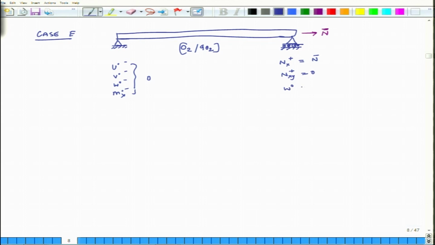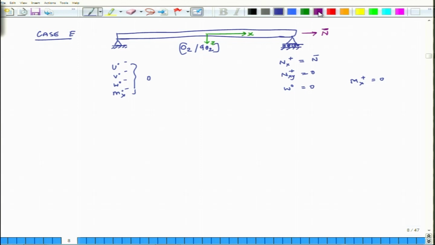W naught is equal to 0 at x is equal to a over 2. So, I am still saying that this is positive x, this is positive z, and Mx, I am not applying any external moment. The plate is free to rotate at the pinned end. So, the external moment at the positive edge is also 0.